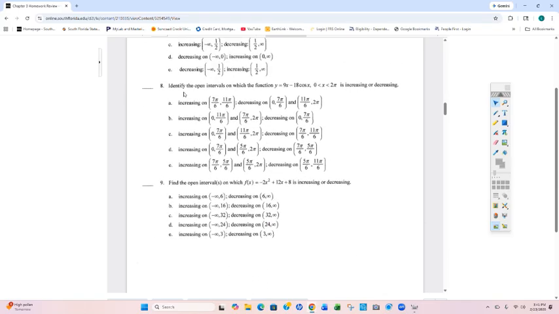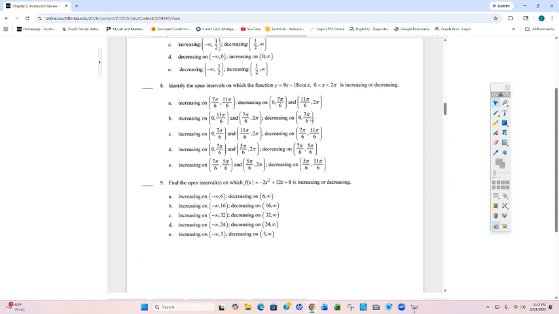Number 8, identify the open intervals on which the function y equals 9x minus 18 cosine x. The condition is 0 is less than x is less than 2 pi. And you want to know, where is this increasing or decreasing? A, increasing on the interval 7 pi over 6, 11 pi over 6. Decreasing on two intervals, 0, 7 pi over 6, and 11 pi over 6, 2 pi. B, increasing on two intervals, 0, 11 pi over 6, and 7 pi over 6, 2 pi.